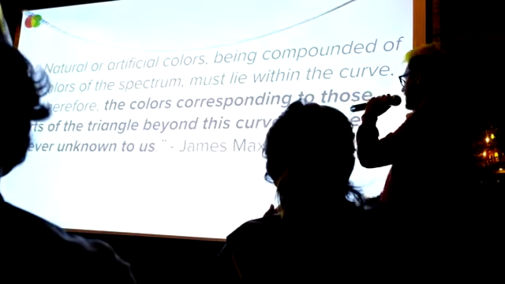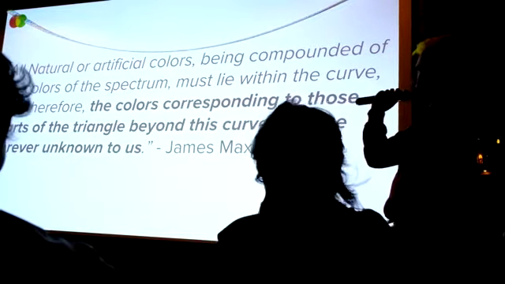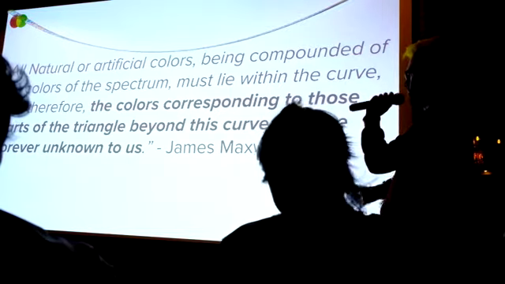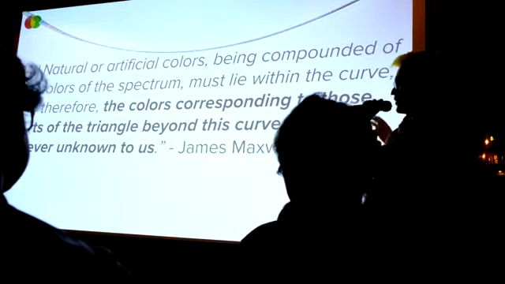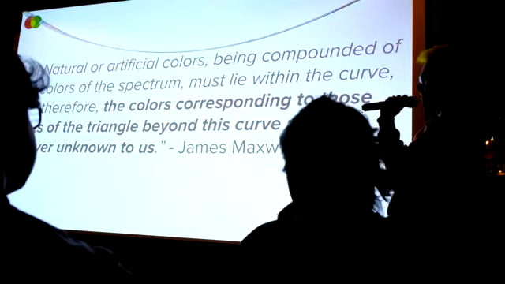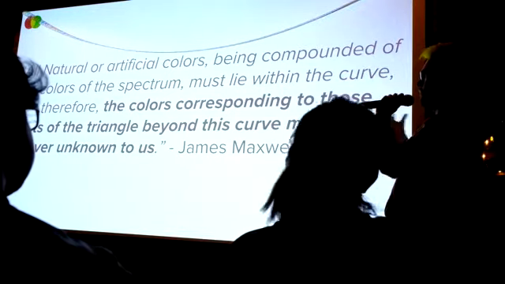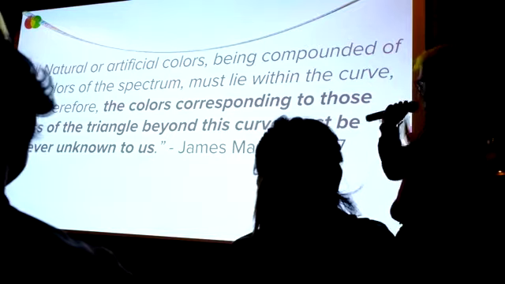All right, so the last 2 slides, this stuff has been known for a while. Here's an 1857 quote: colors corresponding to those parts of the triangle beyond this curve must be forever unknown to us. This is James Maxwell. He realized that there were color coordinates in the cone space that could never be seen because they couldn't be stimulated with real light. So there are these imaginary colors. This is an old idea.